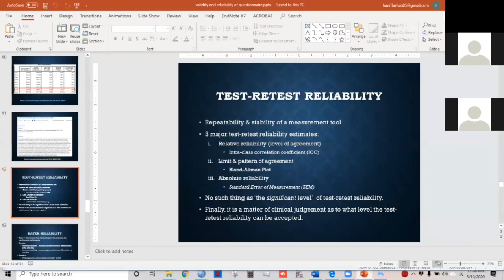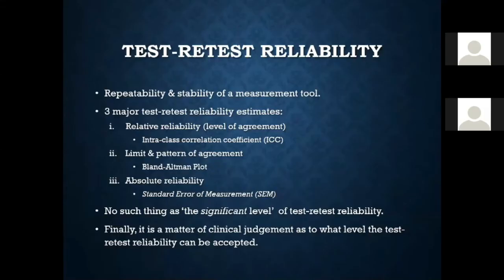Okay, retest reliability. We still have time. Retest reliability is about repeatability and stability of a measurement tool. There are 3 major retest reliability estimates. In order to check for retest reliability, there is no single measure. There is no one single significant measure that can determine whether your instrument has high or low retest reliability. So you need to check these 3 estimates.